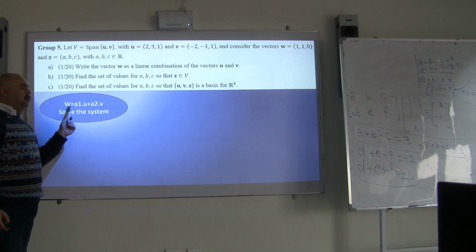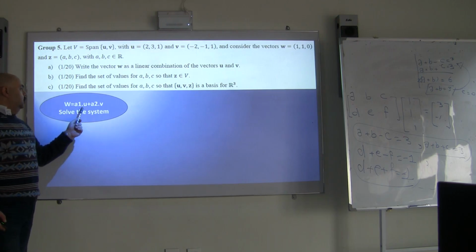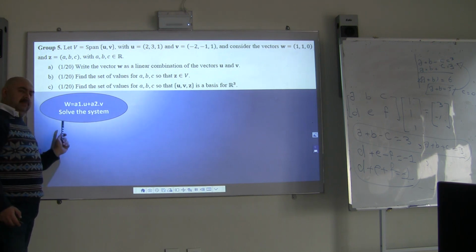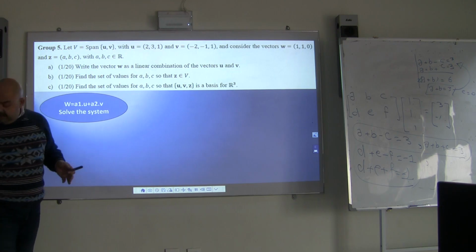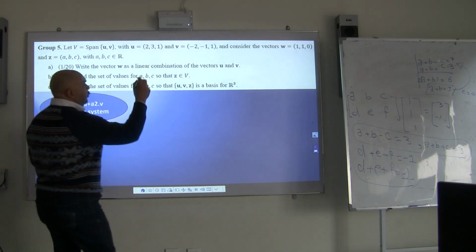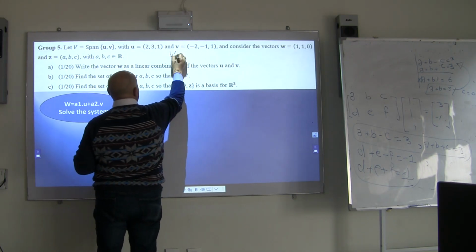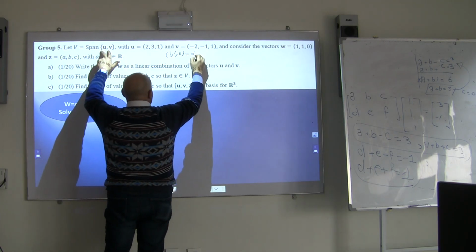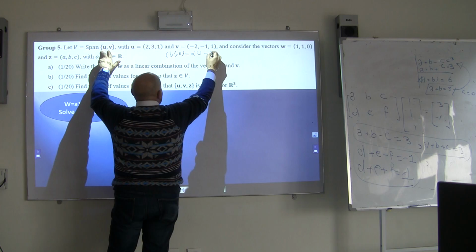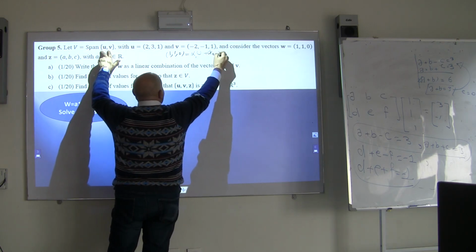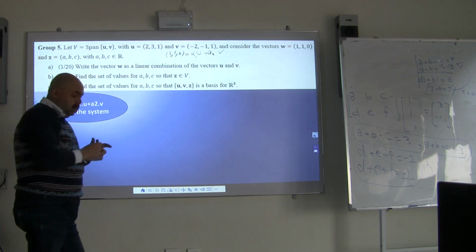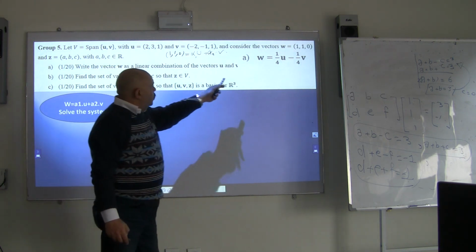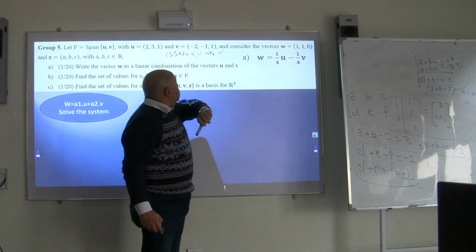This is very, very simple. All I have to do is write w equals alpha 1 dot u plus alpha 2 dot v. We will have to solve this system of equations. So for w, which is (1, 1, 0), it's going to equal alpha 1 times u plus alpha 2 times v, just to make the substitution and solve your system. So the result will be a quarter of u minus a quarter of v.